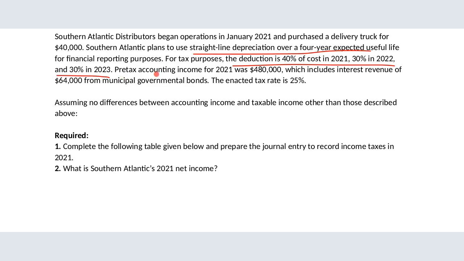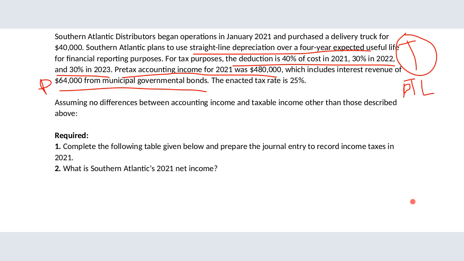We have our pre-tax accounting income. We have a permanent difference, which is the interest from the municipal bonds. So this is permanent and this is temporary. And we're only calculating, since we're talking depreciation, this is going to be DTL. And I don't think there's any beginning balances in DTL, so this is pretty straightforward.